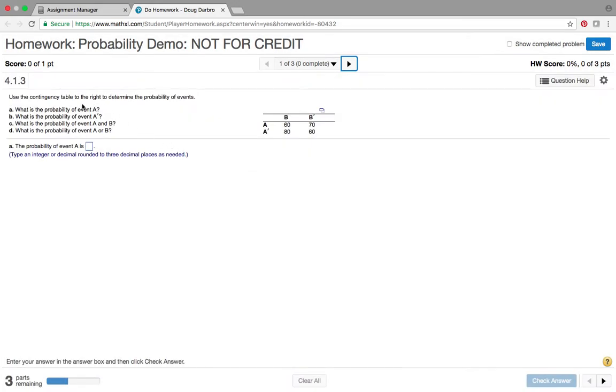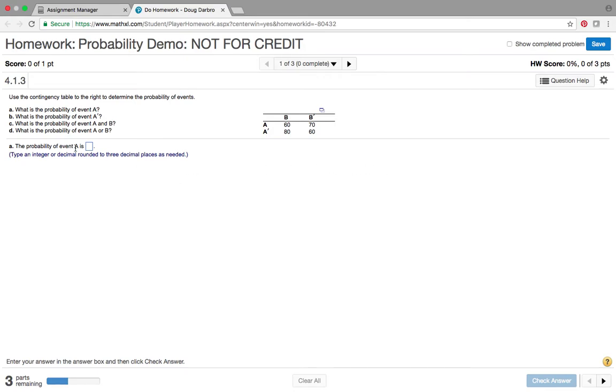So the first problem says we have a contingency table to the right to determine the probability of events. And you can see that we have A and A prime, and that's typical notation for A and not A, and B prime is B and not B. Now, if we needed for some reason to open this in StatCrunch or Excel, we could, but I don't really think we need to. I think just any kind of calculator. Speaking of, I'm gonna grab mine and go from there.